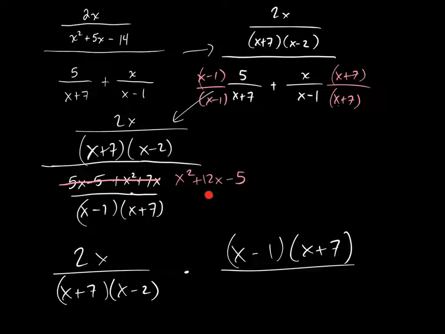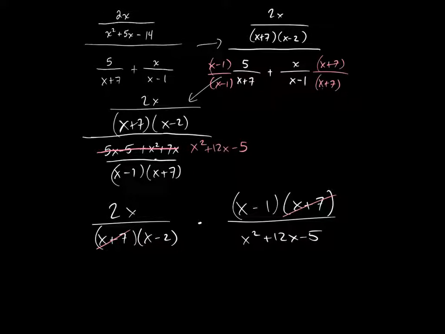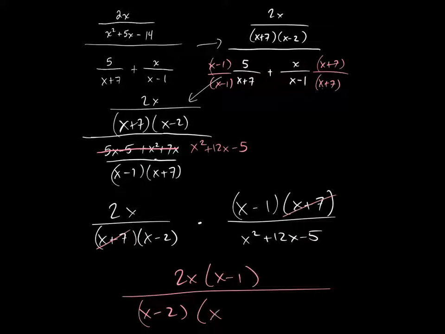Can I factor this? Tell me, please, in pink here. Can that be factored? I don't think so, right? Can anything multiply to 5 and somehow add up to 12? Just think about the logic behind that. It doesn't make sense, right? So we've got x squared plus 12x minus 5. Cancel the x plus 7s, yielding one solution at the end. Not very simplified, really: 2x times x minus 1 all over x minus 2 times x squared plus 12x minus 5.